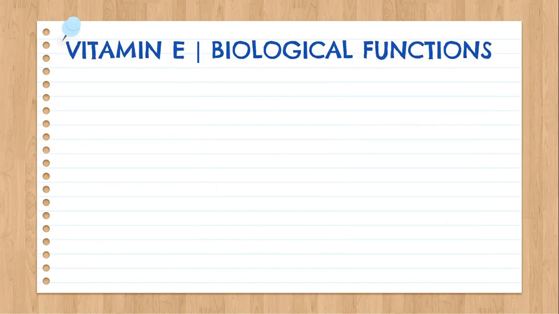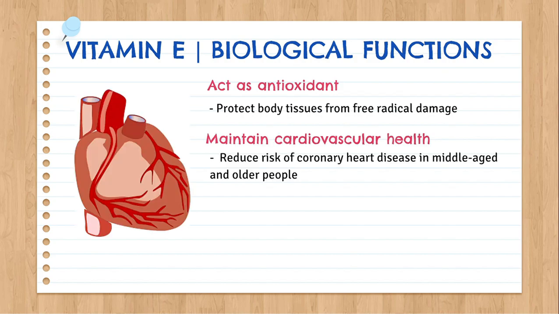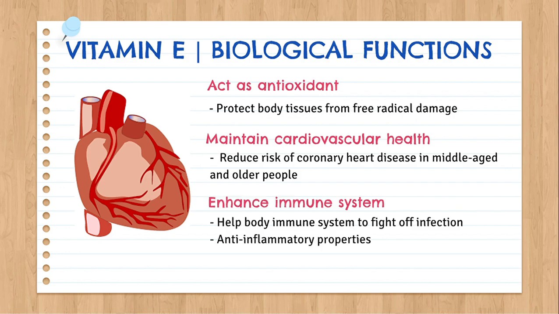Next, let's look at biological functions of vitamin E. Vitamin E is an antioxidant which protects our body tissues against free radical damage. Vitamin E is important in maintaining cardiovascular health and reducing risk of coronary heart disease, especially in middle-aged and older people. Vitamin E also helps our immune system to fight infection and reduces inflammation in our bodies.